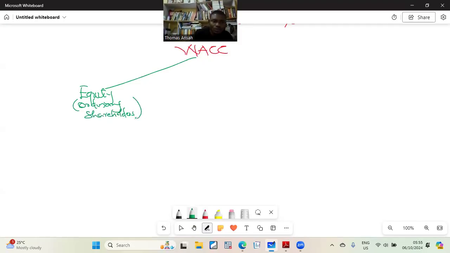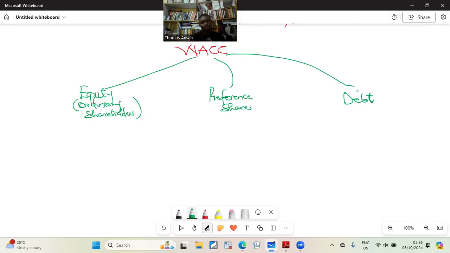We know that we can go to them for funds. But we also know that we can get money in the form of shares from the preference shareholders. Preference shares. We also know that we can use debt financing. Debt financing.